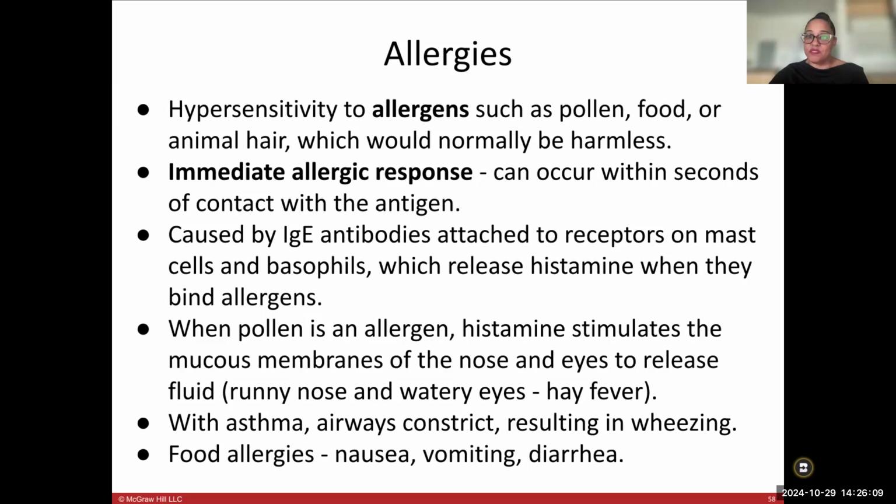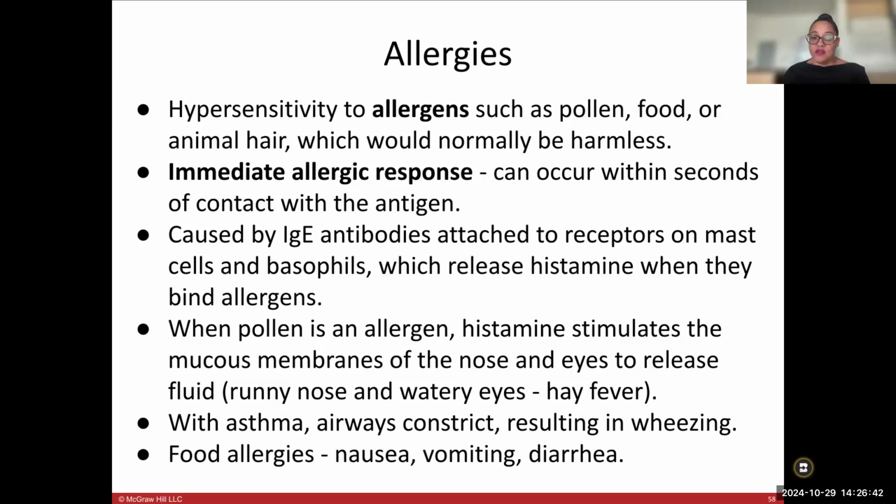An immediate allergic response can occur within seconds of contact with the antigen. It is caused by IgE antibodies attached to receptors on mast cells and basophils, which will release histamine when they bind these allergens. When pollen is an allergen, histamine stimulates the mucous membranes of the nose and the eyes to release fluid. Runny nose, watery eyes, hay fever. With asthma, the airways also constrict, resulting in wheezing. That person has a hard time breathing because their airways get smaller and smaller.